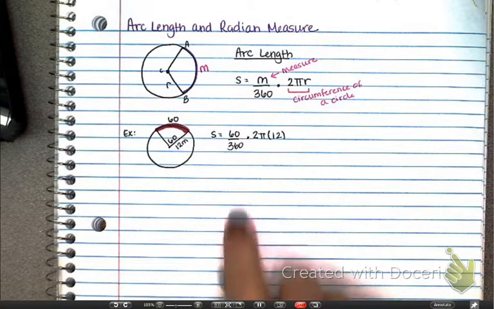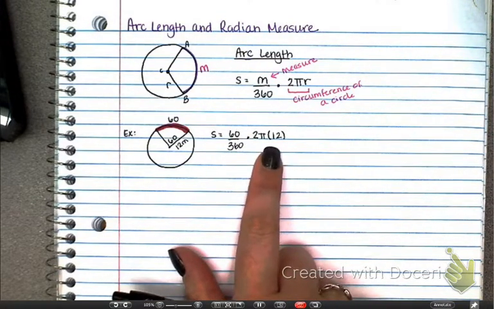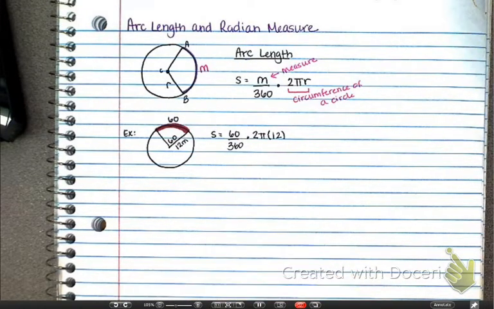So this is 60 divided by 360 times 24 pi. I'm going to let you leave pi in your answer. So 60 divided by 360 times 24 is what you need to do. Plug that into your calculator. Tell me what you get. 4?